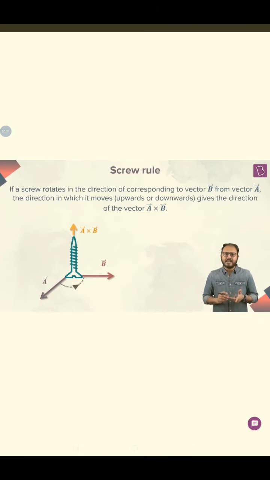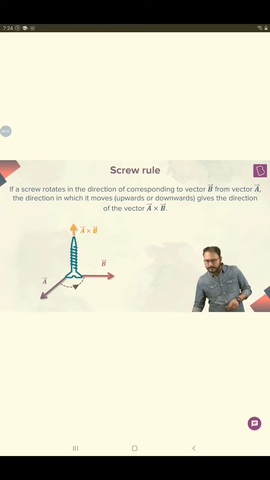Left hand was A cross B. A was the middle finger, B was the forefinger. It matters. So when you write A cross B, the first one gets the middle, second one gets the fore, and the thumb will give you A cross B. Perfect. Screw rule. Let me illustrate the screw rule with the help of an example.